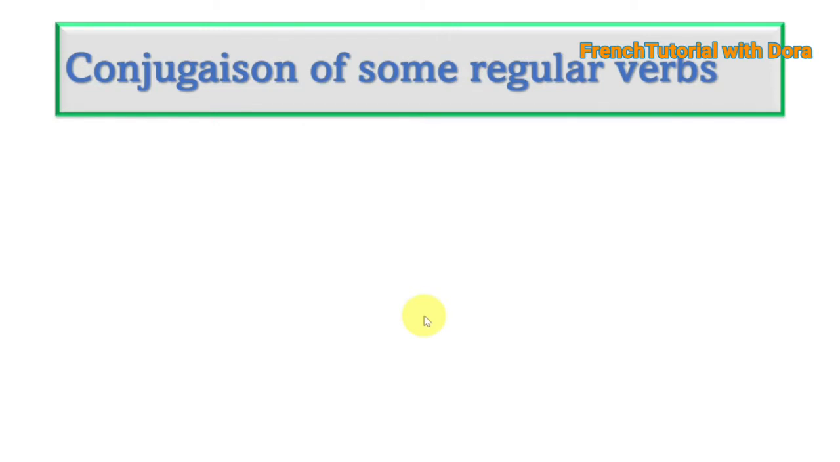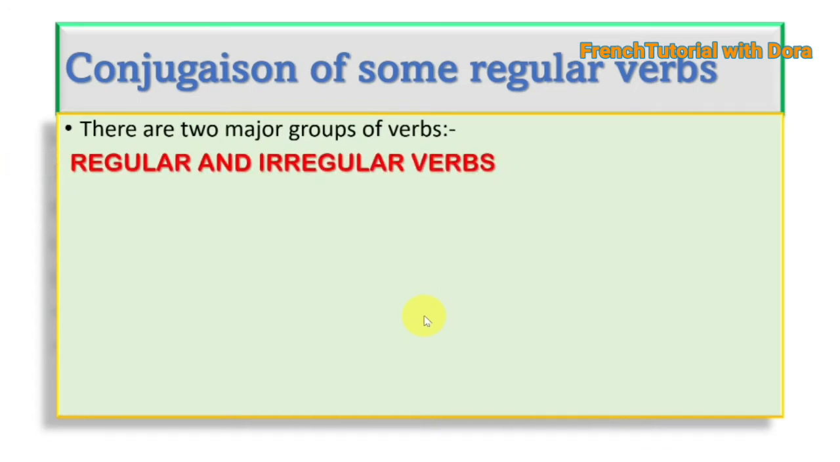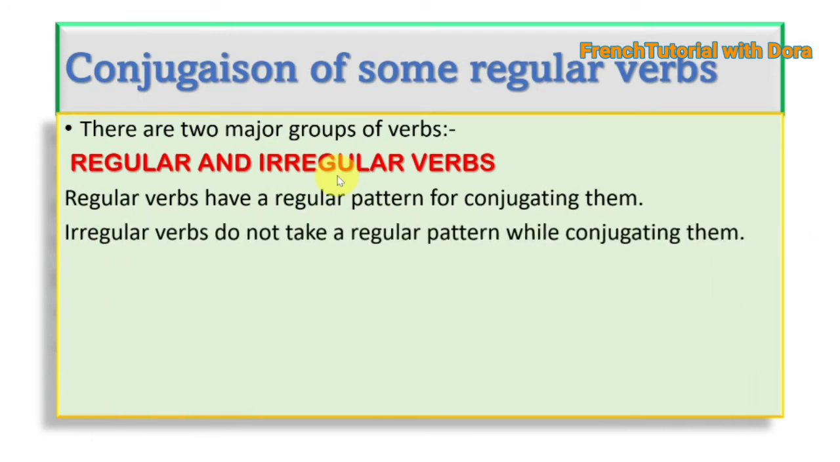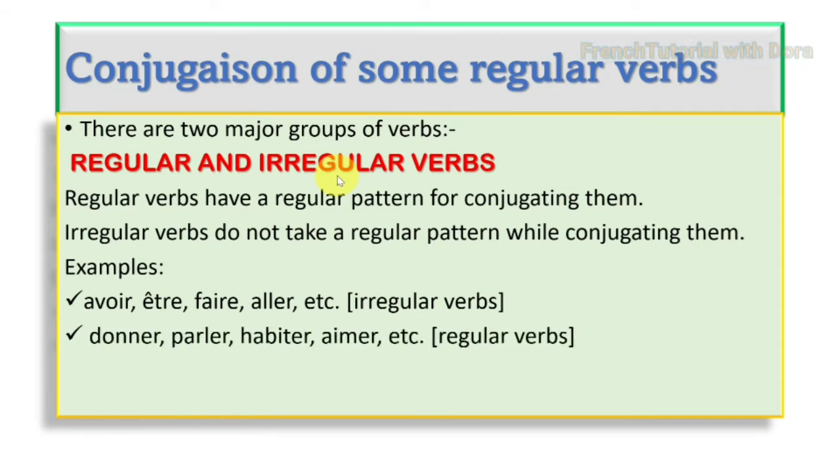Okay, so straight away, let's go to conjugation of some regular verbs. Like we already know from our last video, the verbs are grouped into two major groups according to the pattern they take in conjugation. So we have the regular and the irregular verbs. All right. Yes, we already learned that the irregular verbs do not take a regular pattern while conjugating them, whereas the regular verbs take a regular pattern. So we have some examples of these irregular verbs which you have conjugated in the last video, and today we're going to look at the regular verbs.